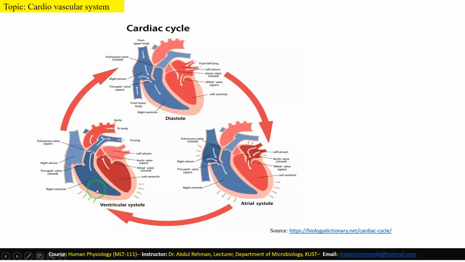And during ventricular systole, from the right ventricle, the blood is pumped to the pulmonary artery and then to the lungs, while on the contraction of the left ventricle, the oxygenated blood is passed to the aorta and then to the systemic circulation. All these events taking place within a heart are termed the cardiac cycle.